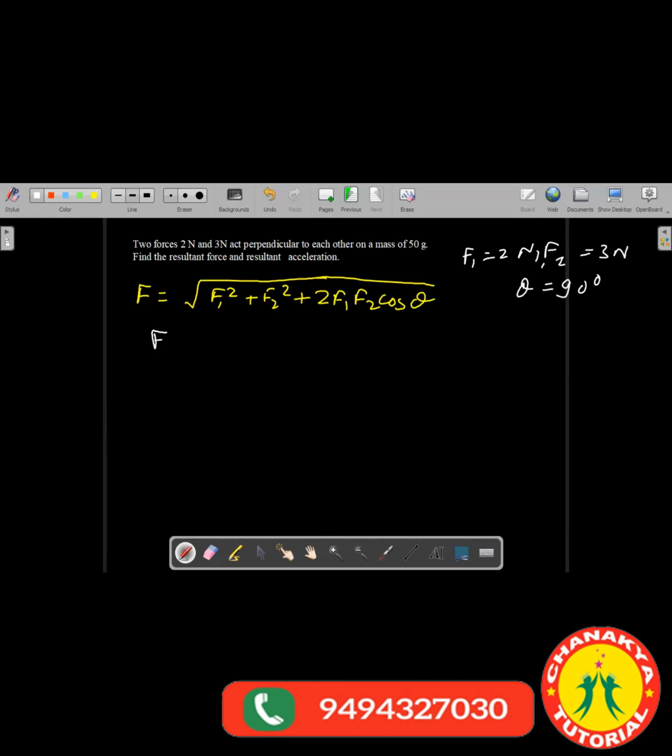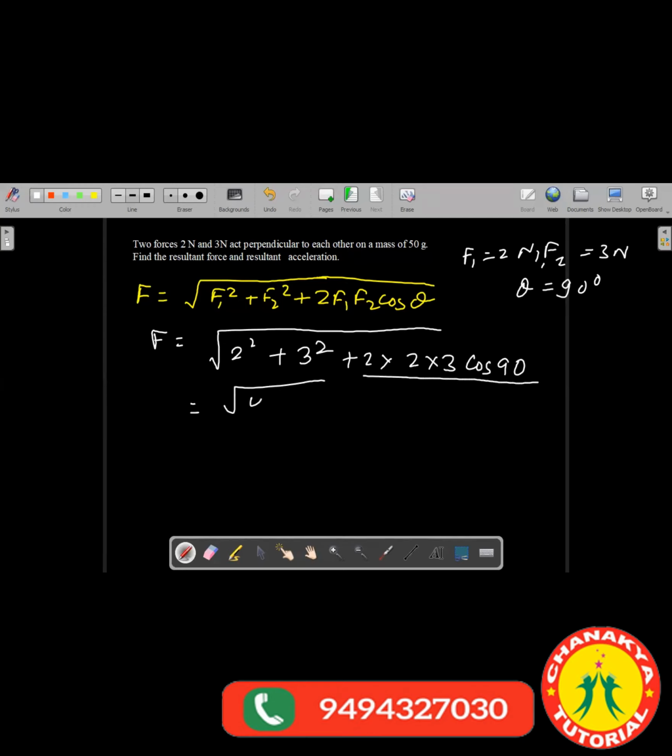So we get F equals under root of F1, which is 2 squared, plus F2, which is 3 squared, plus 2 times F1 F2, so 2 multiply 3, multiply cos 90. As we know, cos 90 is 0, so this whole term will vanish. And you will have under root of 4 plus 9. That's root 13. So your resultant force would be root 13 units.